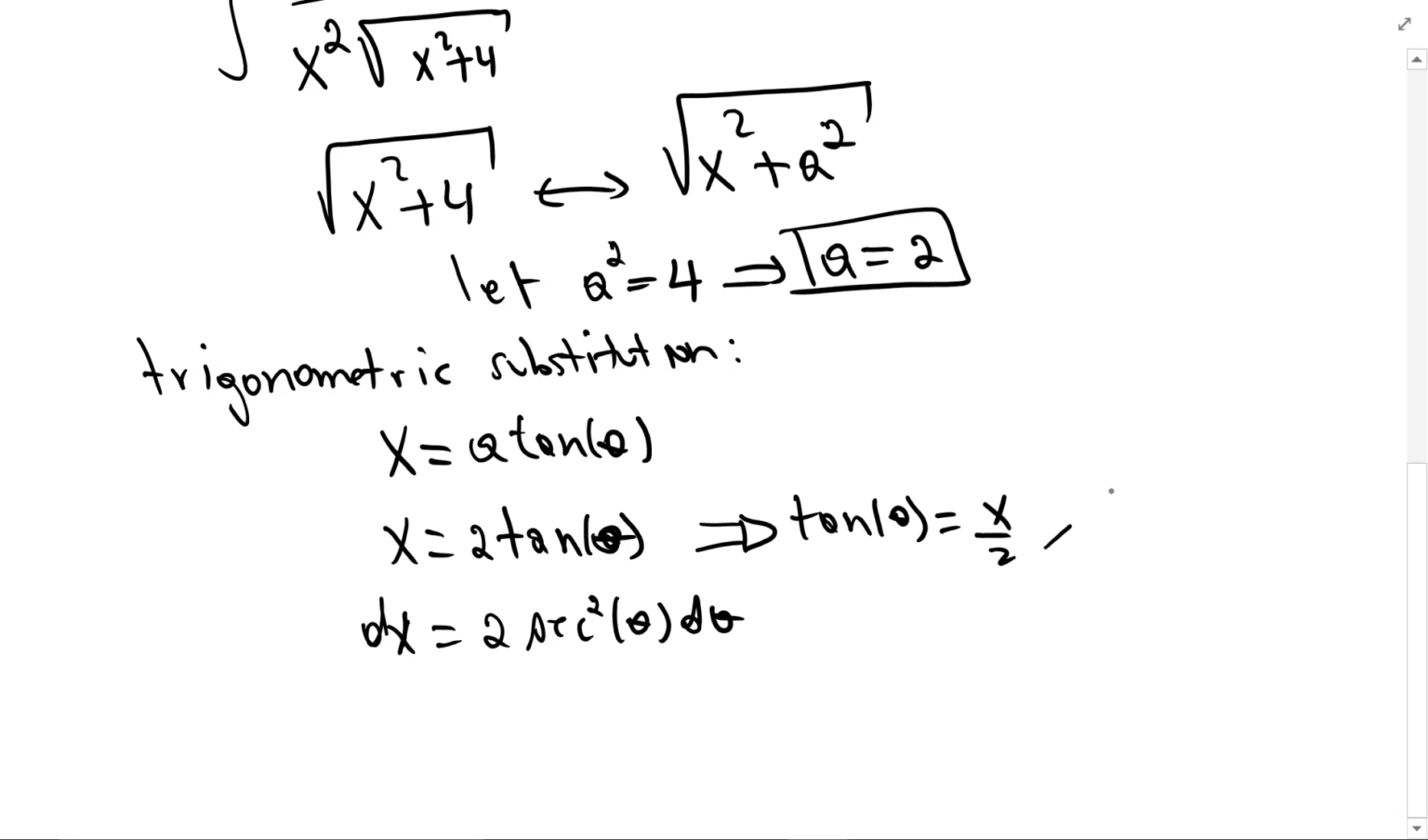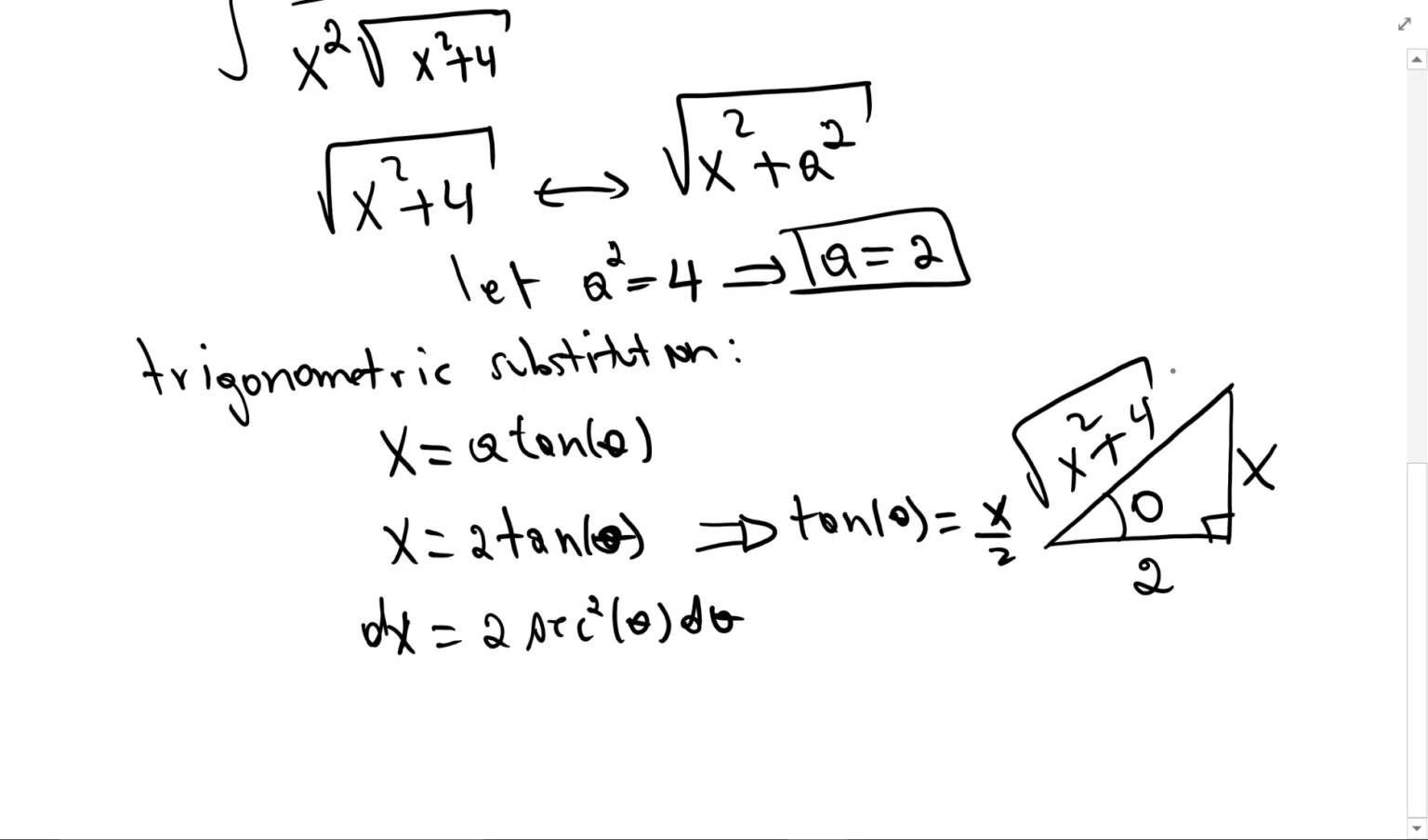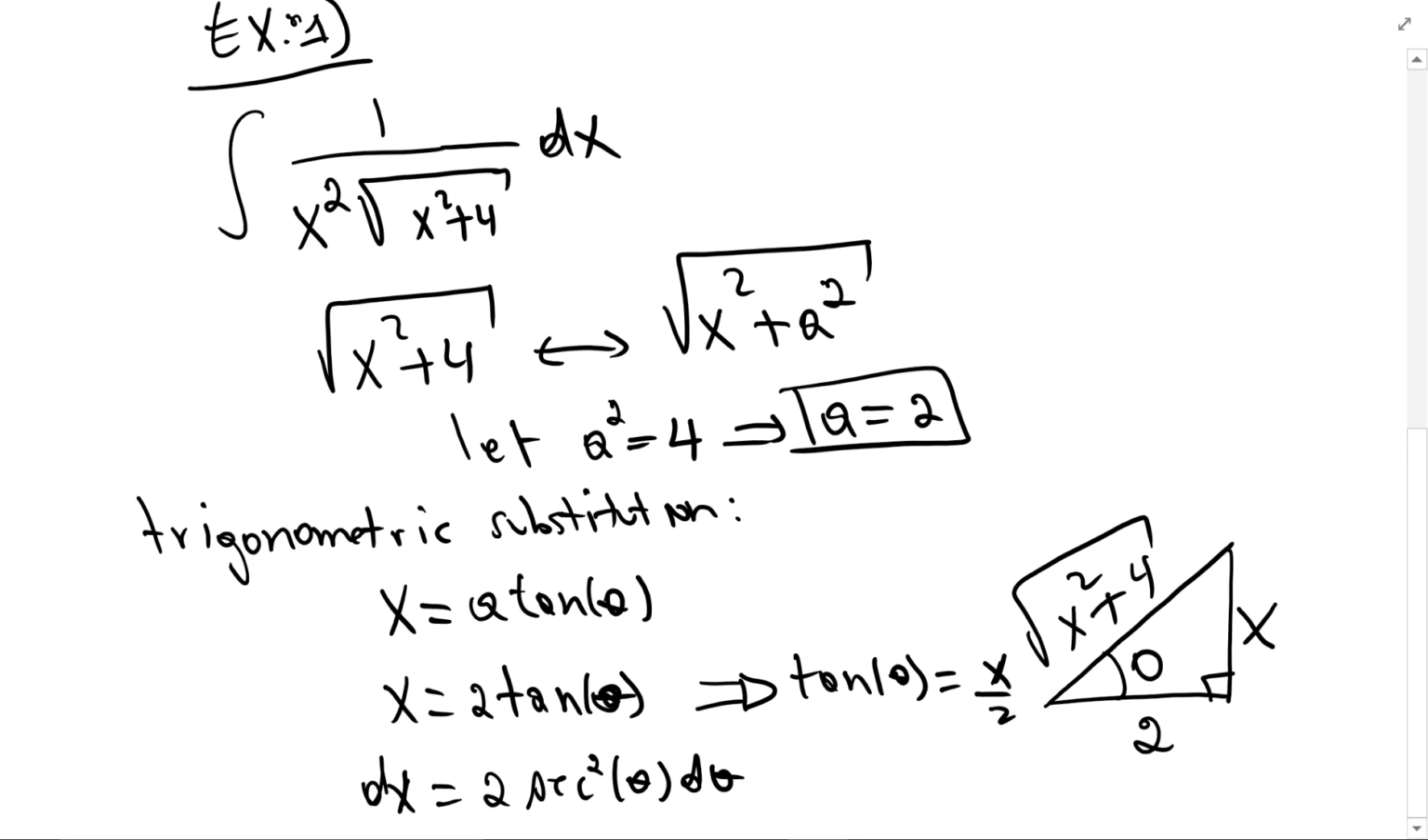So our right triangle is going to be x over 2, meaning x is the opposite side and 2 is the adjacent side. Hence the hypotenuse is going to be the square root of x squared plus 4. Now that we have this, we go back to the integral, and we can see that we need x squared, we need the square root of x squared plus 4, and we need a dx.